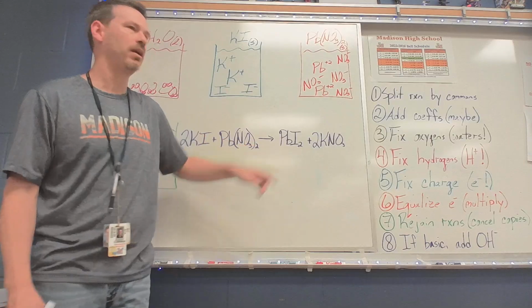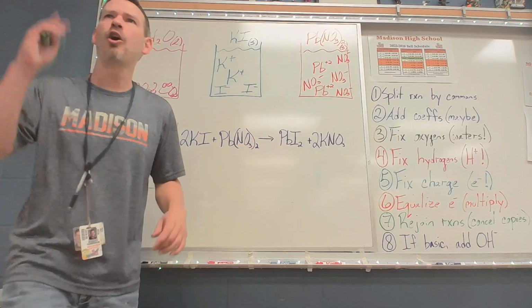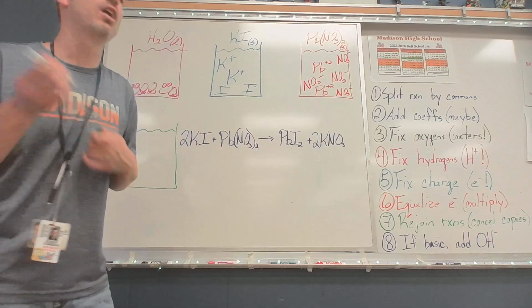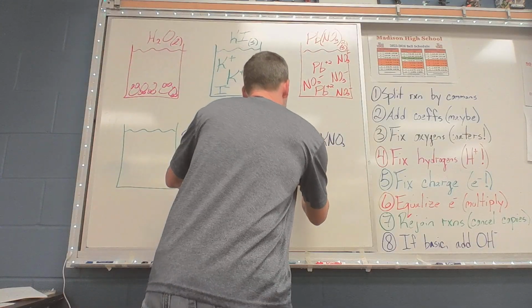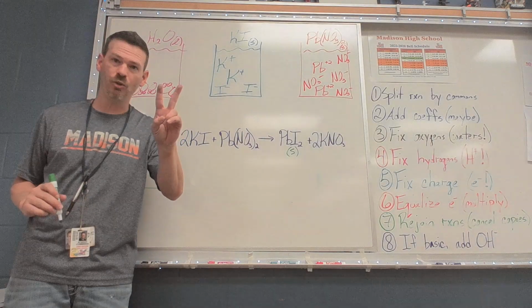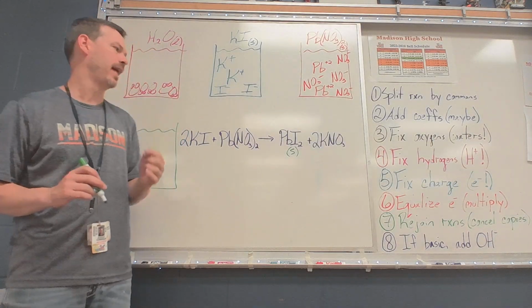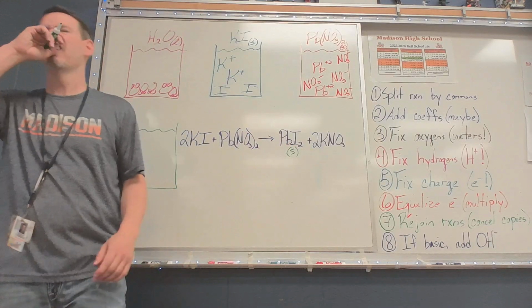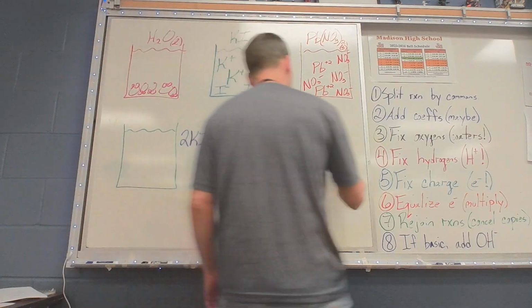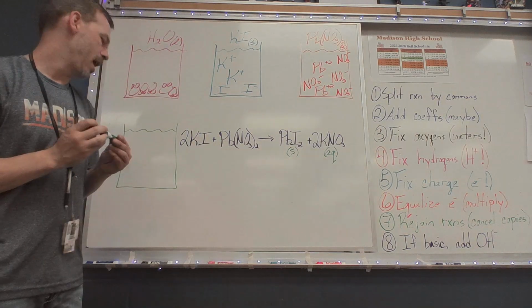What is the solubility of PbI2? Insoluble. It is a solid because of rule number 2. Iodine is usually aqueous, but not if it's bonded to lead 2. What's the solubility of the other product? Yeah, aqueous because all nitrates are aqueous.